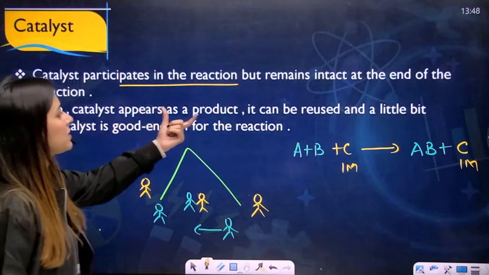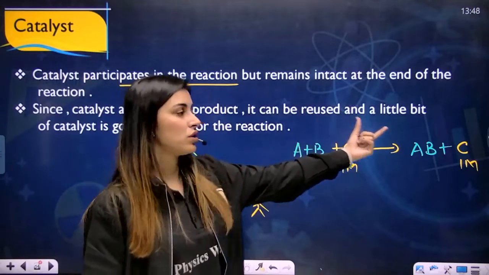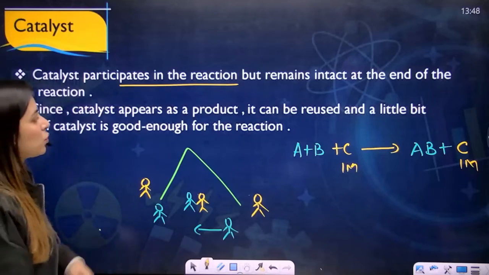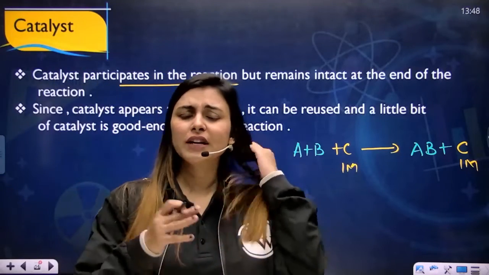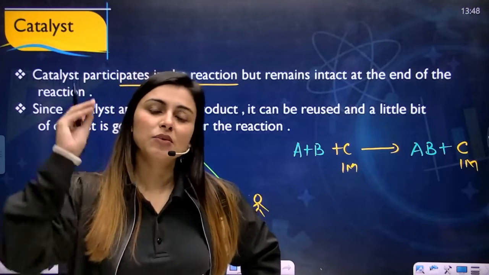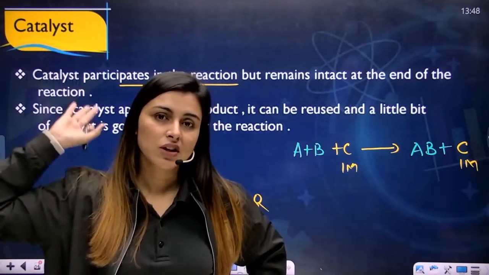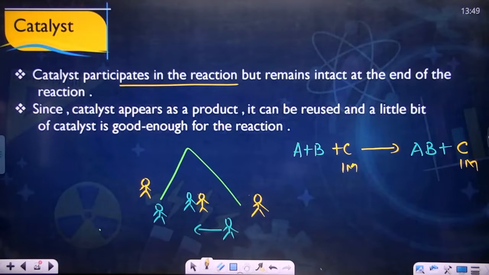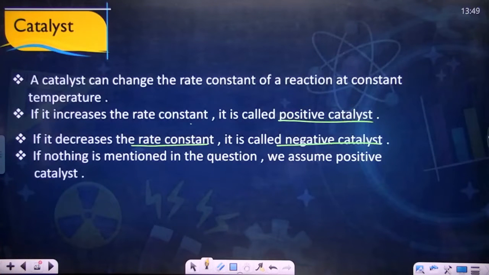Since the catalyst does not appear as a product, it can be reused. Now since it can be reused, a little bit of the catalyst is good enough for the reaction. Different reactions need different catalysts, but that is something to be discussed in the surface chemistry chapter. Okay, I hope you're clear with all the things about catalyst now. If you want to write it, you can write it, and then we'll move forward.